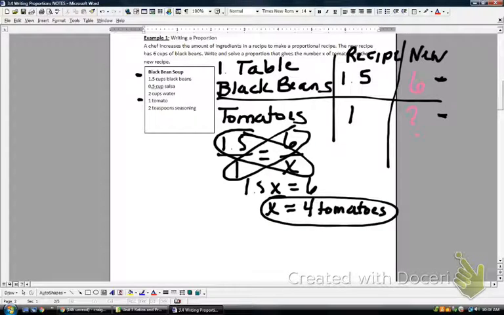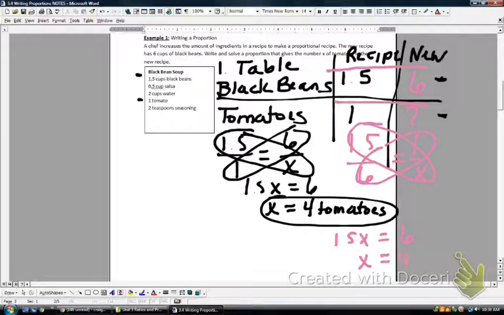Alright, so now let's do the same thing using rows. And if I do it rows, then it's going to go this way. So I have 1.5 to 6 is the same as 1 to x. Cross the equal sign and multiply, and you can see I'm going to get the same answer. Okay, so it doesn't matter if I use rows or columns, and there's organizing the information using a table.